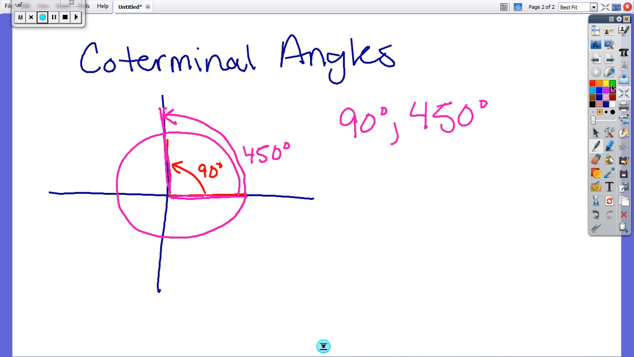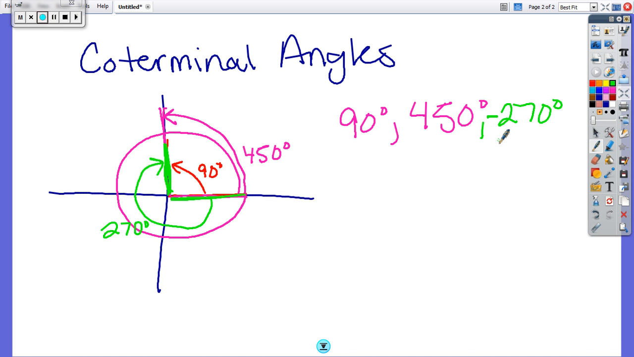Now it can also go in the other direction, so I'll use green to go in the negative direction. Negative 270 degrees is also coterminal with these two angles, because I can start again on my initial side, the same initial side, except this time I'm going to go this way, 270 degrees, and I'm going to have the same terminal side. So I've created this angle three different ways. So 90, 450, and negative 270 are coterminal angles because they're all separated by multiples of 360.